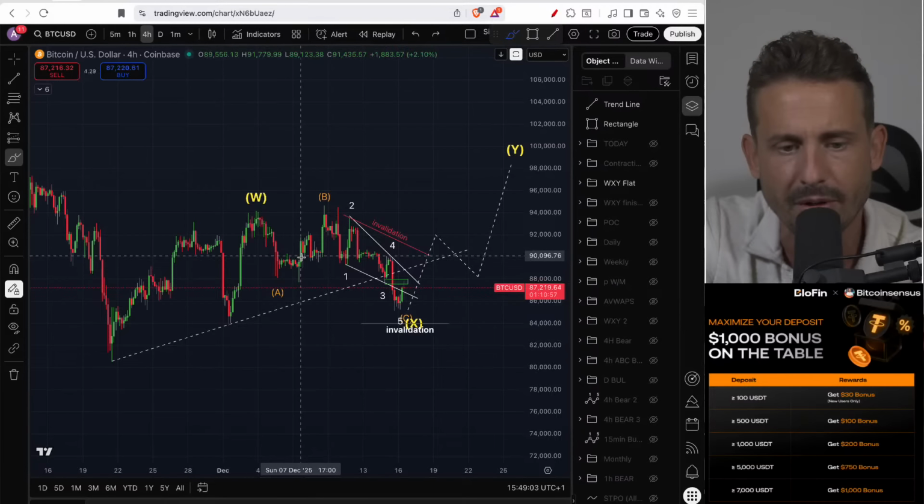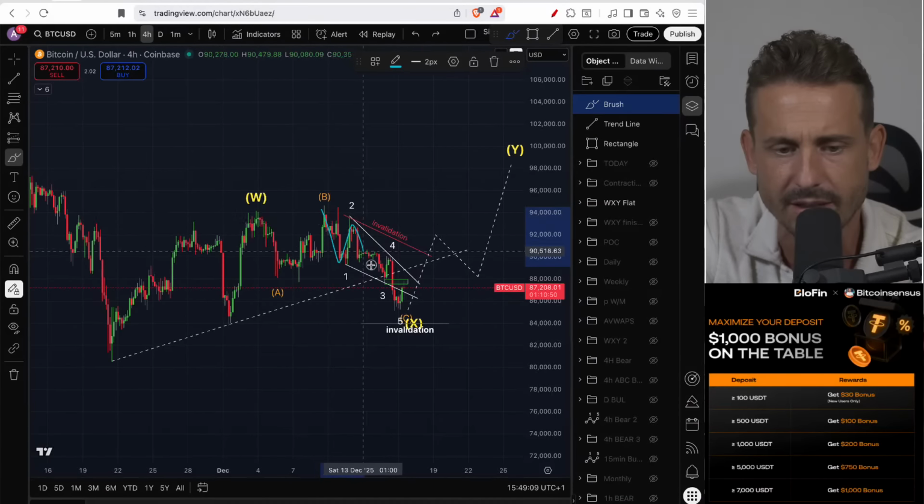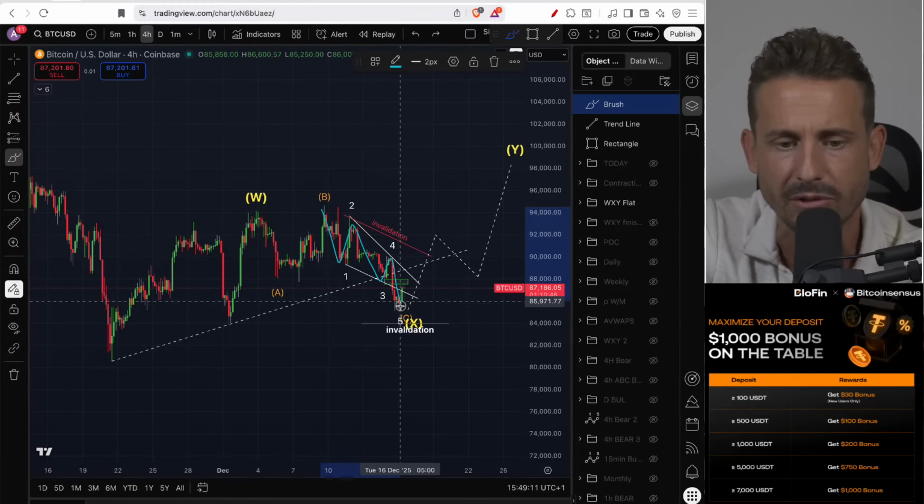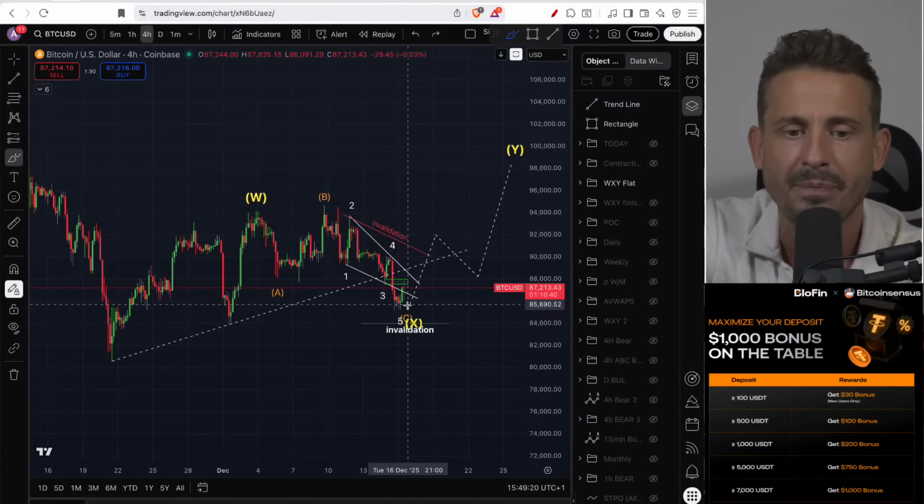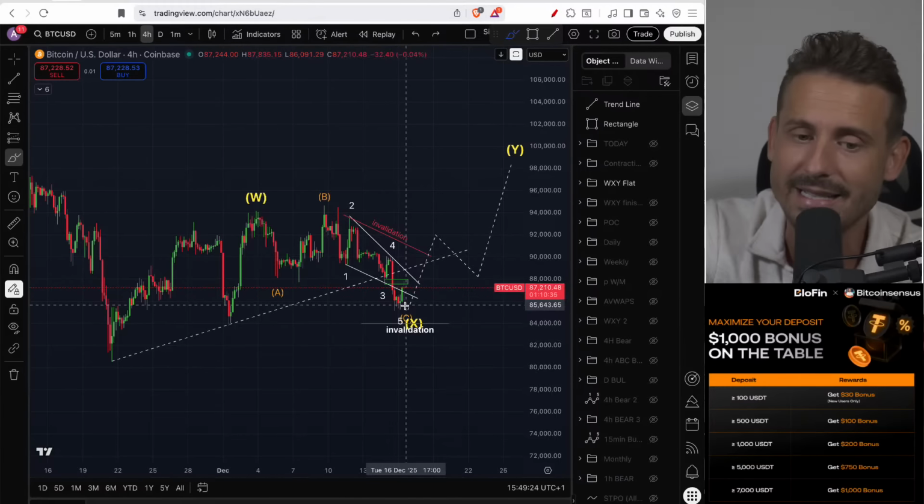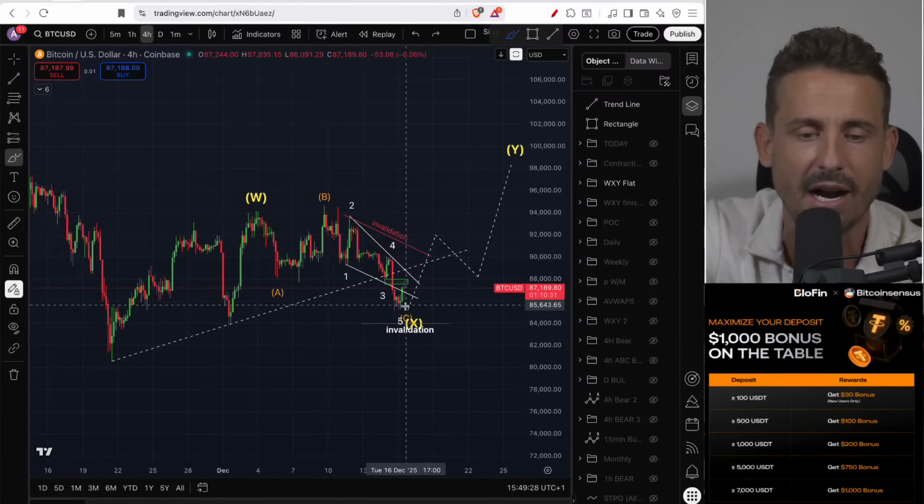So, going through this scenario, this is the only chance that we have for the local bulls. A contracting diagonal. Your invalidation is sitting at $84,000. I have to say that the chance is there. The chance is there, but it's very, very hard to get into some long positions here at the lows.